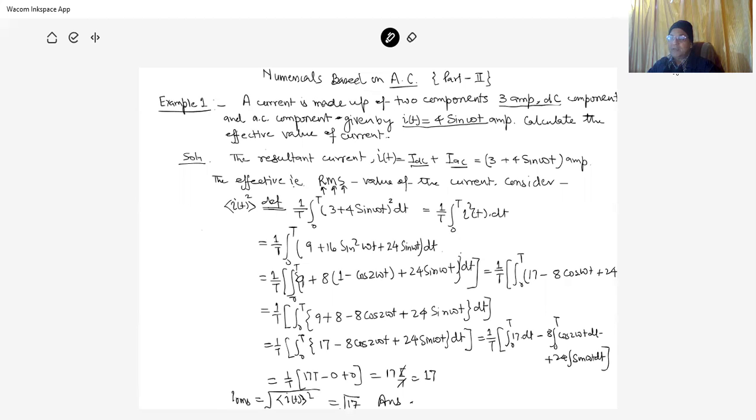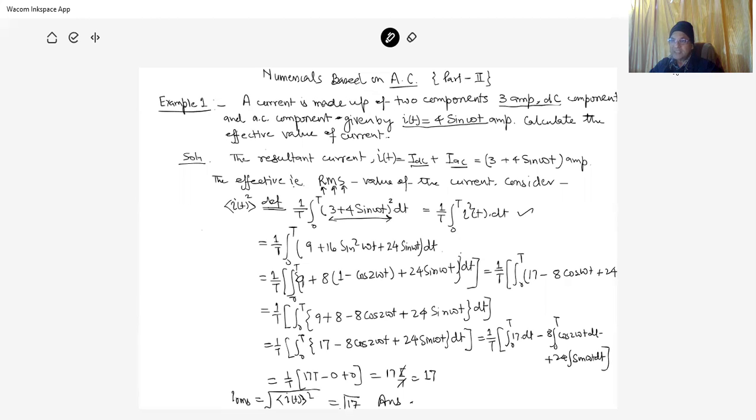The mean square is defined as the average value of i(t) whole square, that is 1 by T integral from 0 to T of (3 plus 4 sine omega t) whole square dt. From the definition, that is 1 by T integral 0 to T of i square dt. Expanding using a square plus b square plus 2ab, we get 9 plus 16 sine square omega t plus 24 sine omega t, since 3 into 4 into 2 is 24, dt.